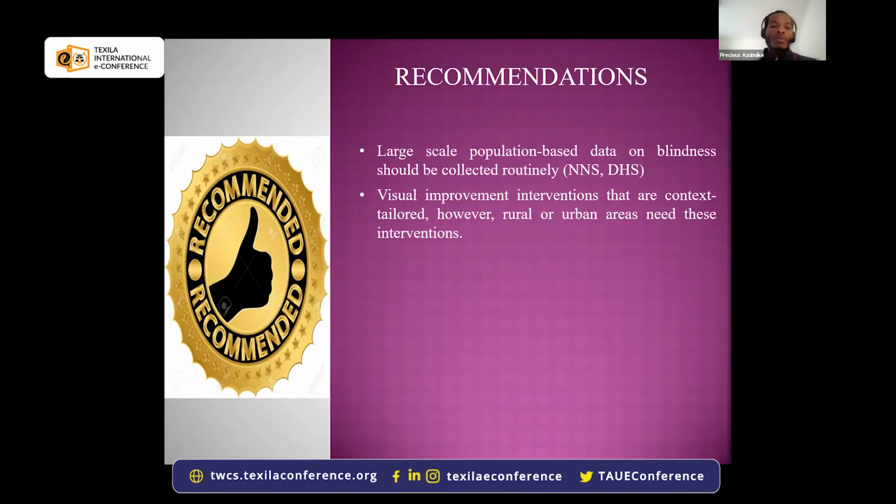We are also recommending that visual impairment interventions should be context tailored. Because of what we found in our study, rural or urban areas need these interventions, but these interventions should be context based. Go to a rural area, you know what they need, you give them interventions that speak to their needs, and also for those in urban areas.